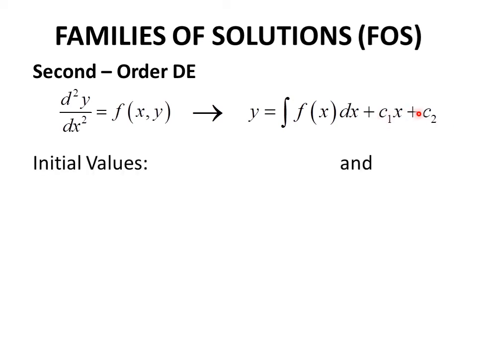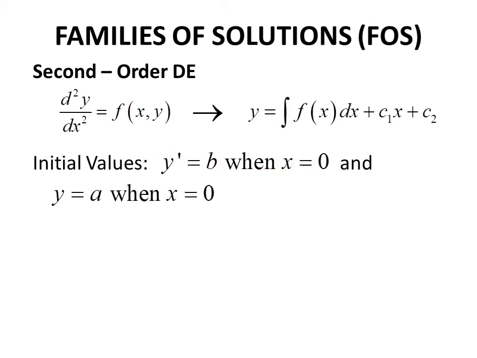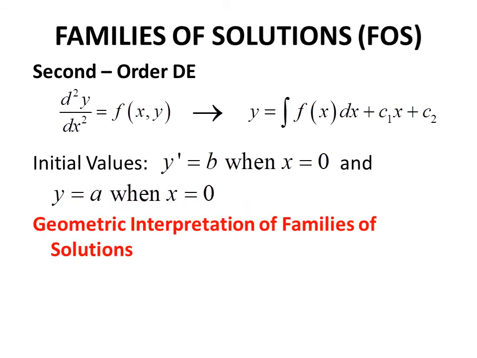Since we have two constants in the solution, we should be given at least two initial values. Those initial values are usually the value of the first derivative of y, let's say that is equal to b when x is equal to 0, and the value of y, let's say that is equal to a when x is equal to 0.